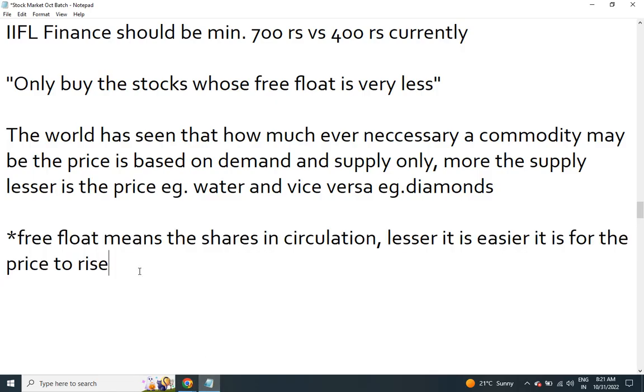So free float means the shares under circulation. If the number of shares is less in the market, it is easy for the price to rise. I've already given you an example of Bitcoin. Bitcoin price is higher because the circulation capacity is very less. Next.